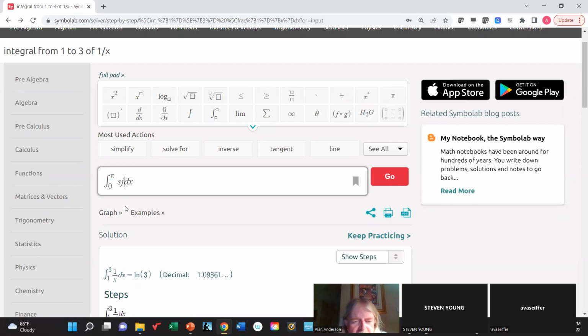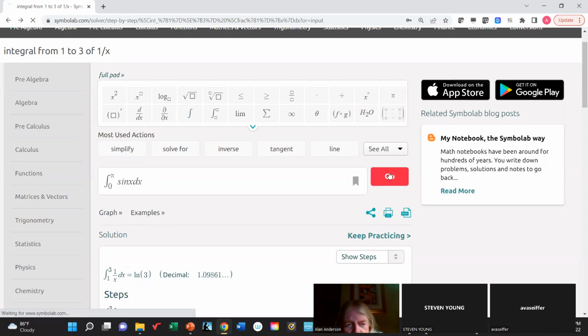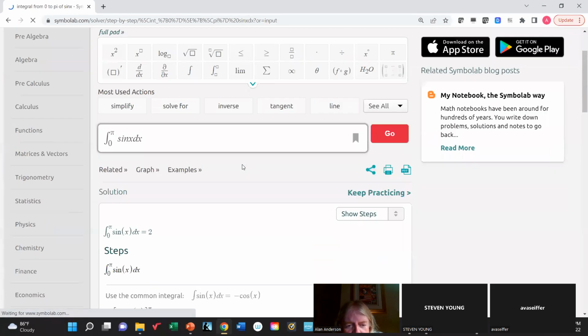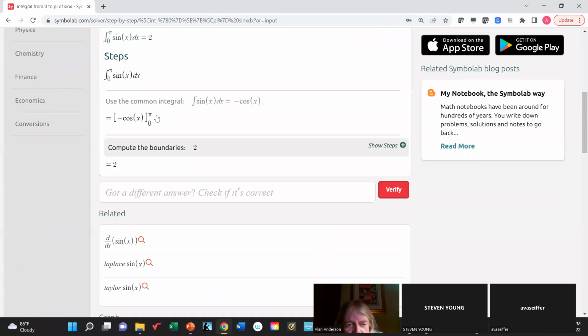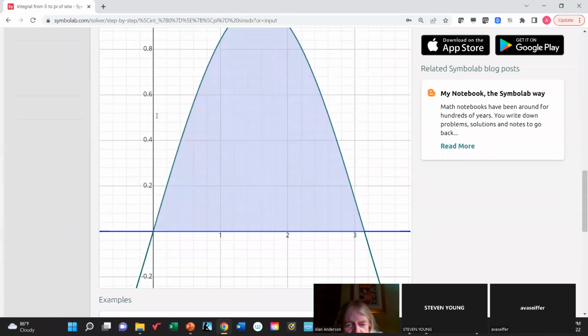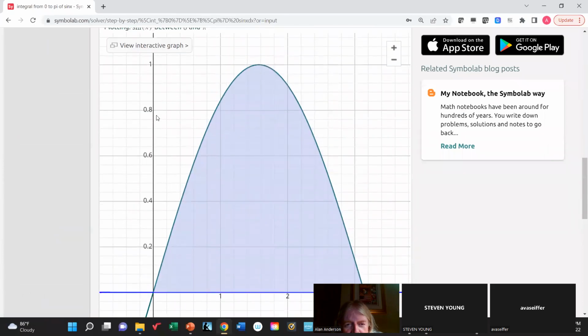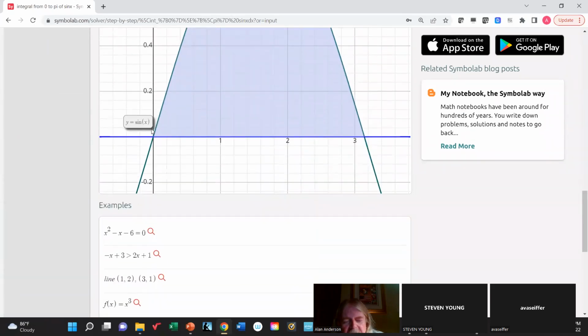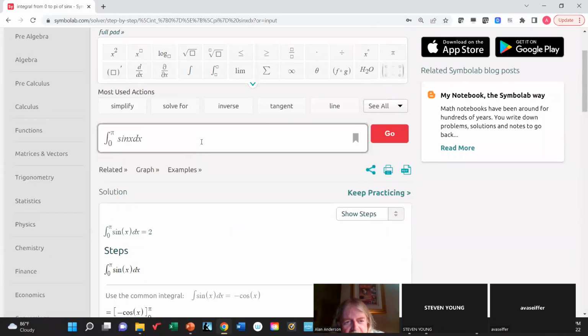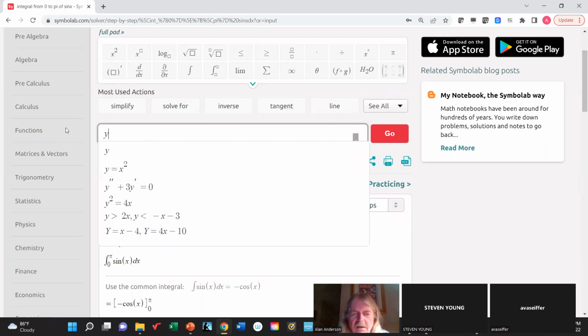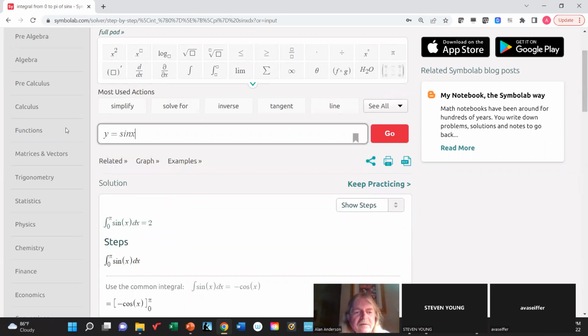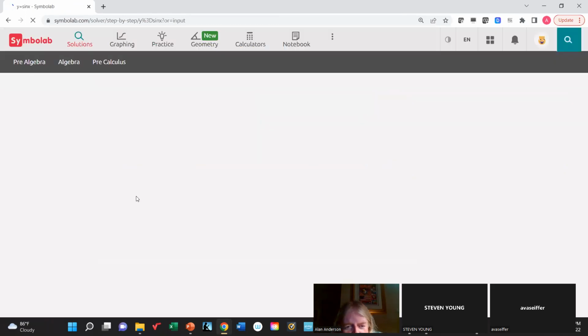And this is just sine x. So it is 2. And, oh, look at that. Yeah, that looks right, because if you look at the graph of plain sine of x, it goes up and down like a roller coaster. What we just caught was part of the roller coaster there.